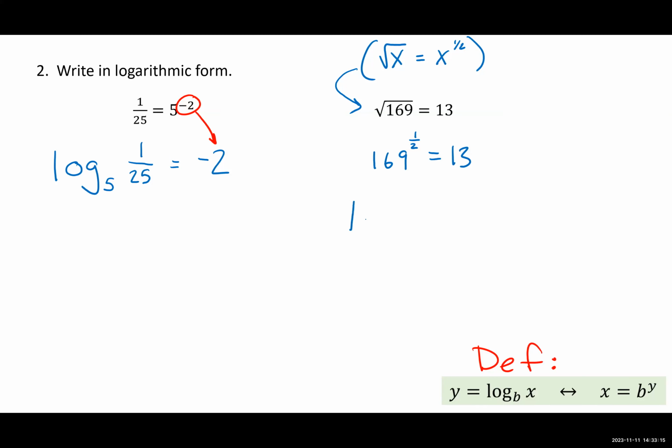So now we've got the log base 169, because the base of the exponential expression will be the base of the logarithmic expression, of 13 is equal to the exponent, 1/2. So again, these are two statements that say exactly the same thing.